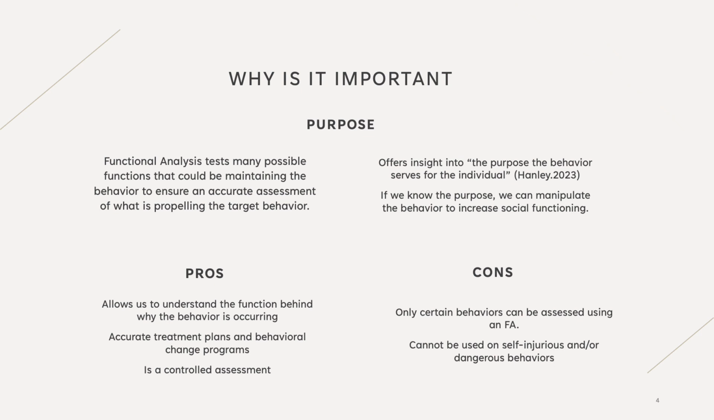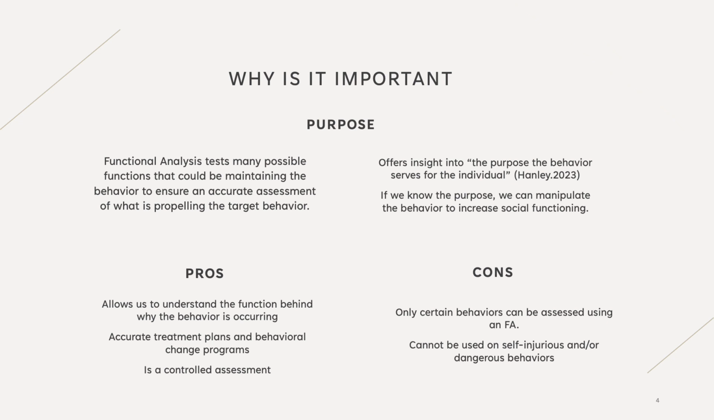Just as it is important to understand what an FA is, it is also important to understand why it's important and the purpose of doing one. A functional analysis allows us to understand what could be maintaining the behavior. For example, this can look like the purpose the behavior serves for the individual. When we know the purpose of why the individual is engaging in the behavior, we can then manipulate the behavior to increase social functioning through behavior change plans.